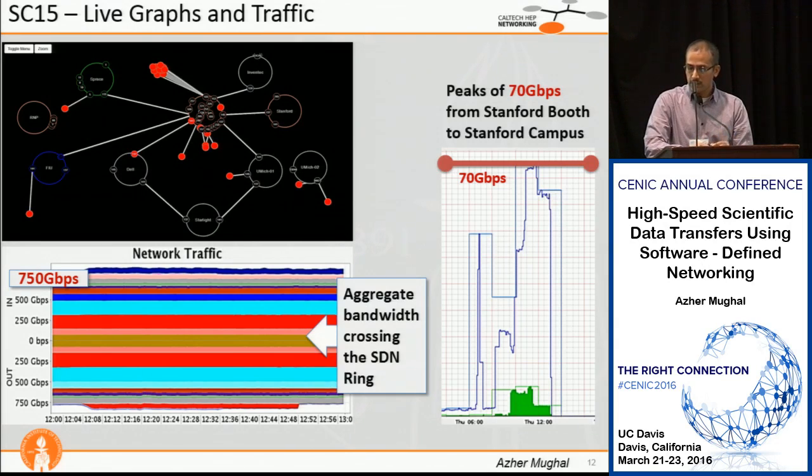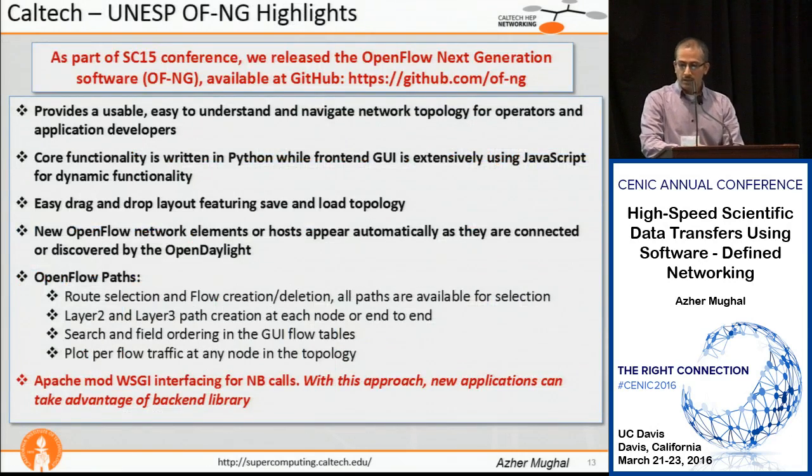In addition, there were some challenges in how one can connect the WAN side. We had some issues with the 100 gig link going across the southern route to reach Stanford University, because the Stanford booth was connected through our Caltech ring. Finally, on the last day, we were able to push across 70 gig coming from the Stanford booth, landing on our SDN ring, crossing that ring, and then going out over the WAN path, all the way through CENIC and landing in the Stanford campus.